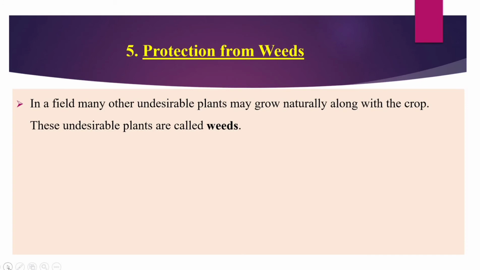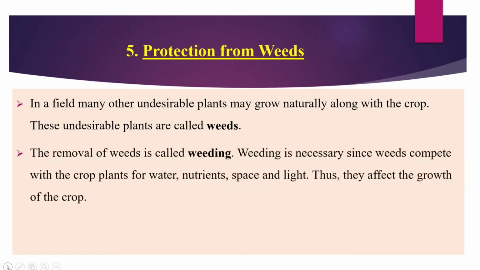In a field, many other undesirable plants may grow naturally along with crops. These undesirable plants are called weeds. So weeds are undesirable plants. The removal of weed is called weeding. Weeding is necessary since weeds compete with the crop plants for water, nutrients, space and light. Thus, they affect the growth of crop.